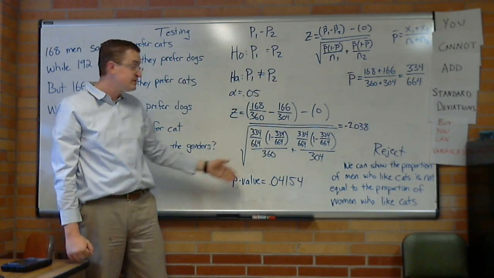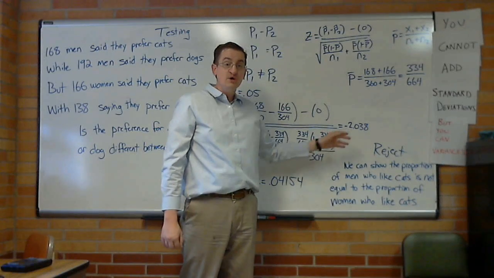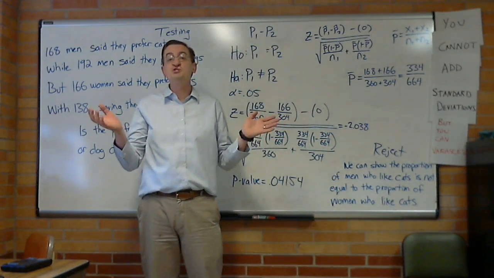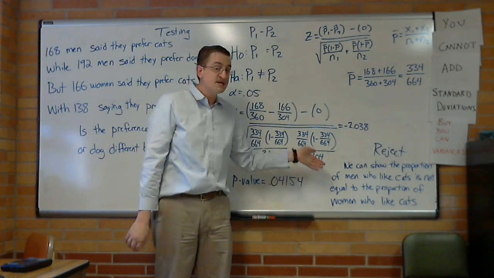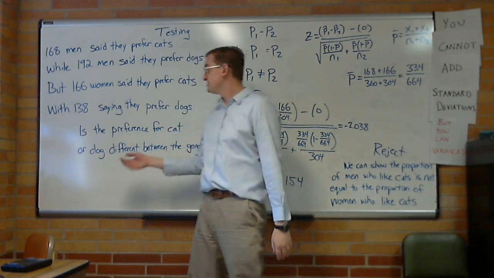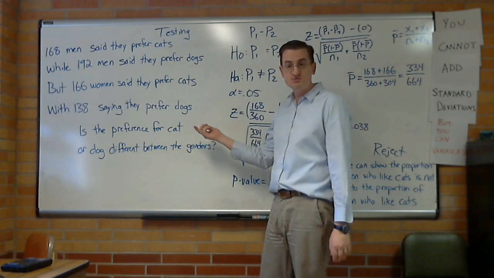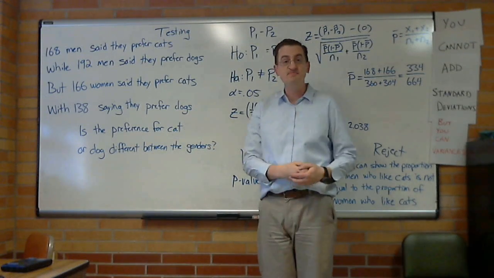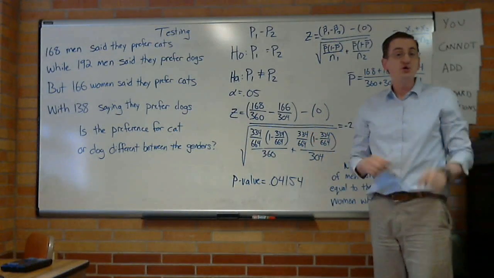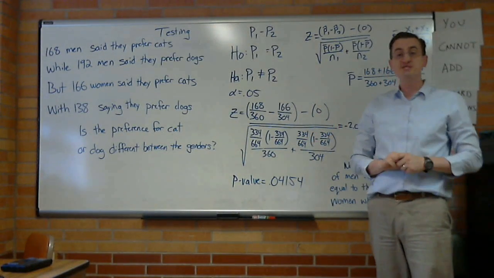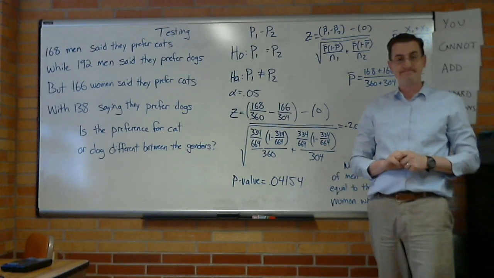This is smaller, so we reject the null, which leads us to conclude the proportion of men who like cats is not equal to the proportion of women who like cats. And that's not the only way you could word it. You could also say there is a difference between the preference for cats and dogs between men and women. Lots of ways you could word that. So we're done here. Go on to the next video and we will see another example start to finish.